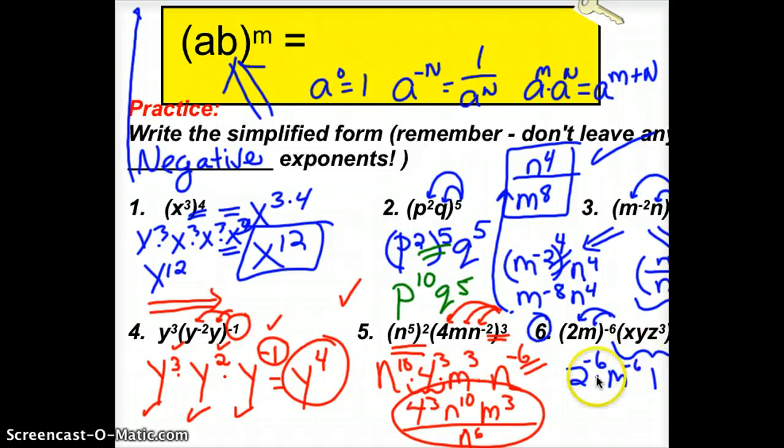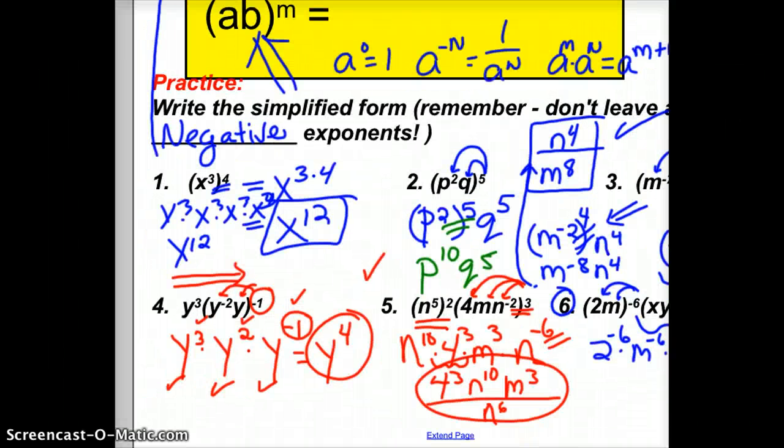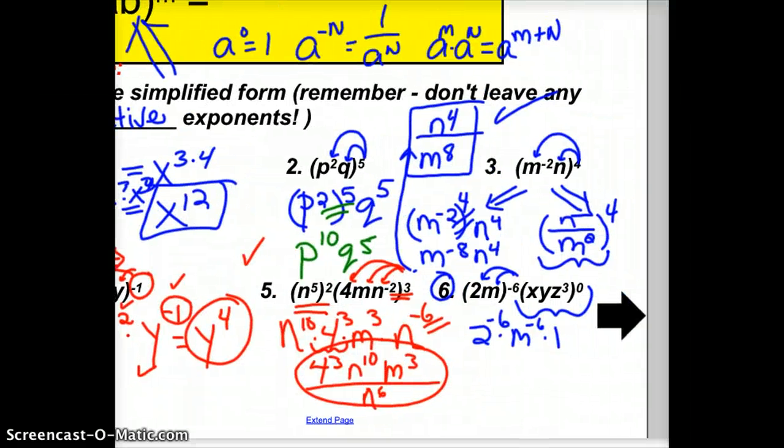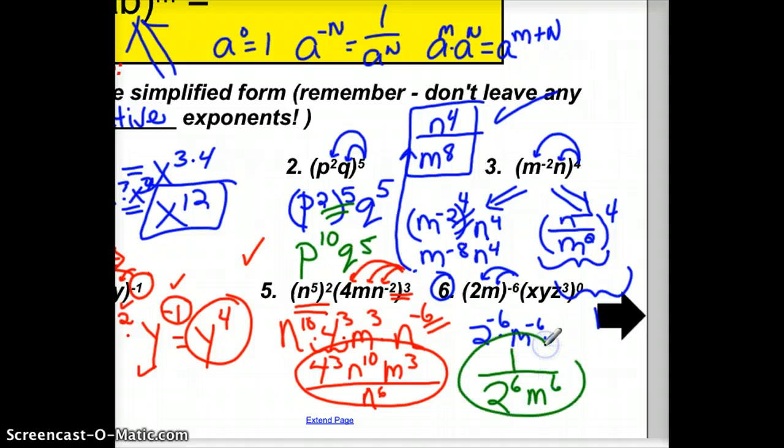negative 6 times 1. 1 doesn't do anything in multiplication, so I'm going to just, whoopsie, expand my window here. It won't let me cross that off there. It's letting me move around. All right, so let's see. Both of those are going to go to the basement for a 2 to the 6 and an m to the 6. And remember, don't leave the upstairs unmanned.